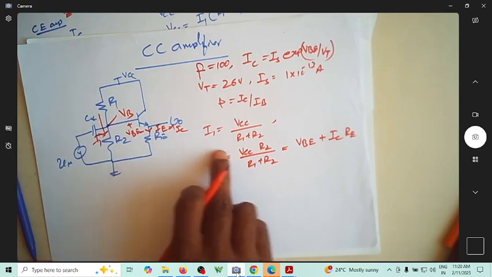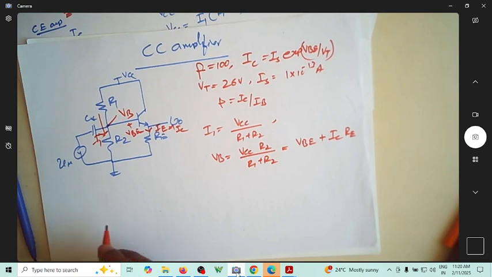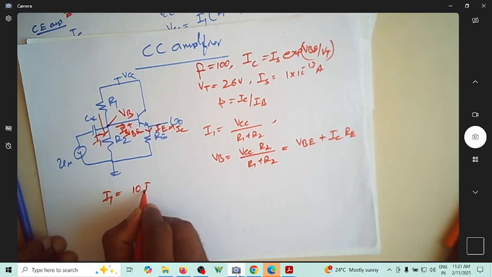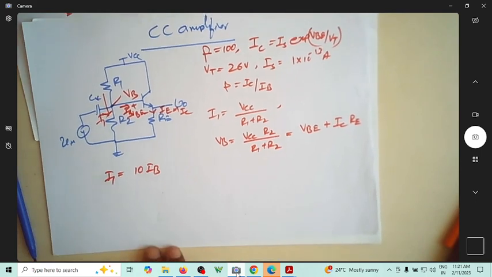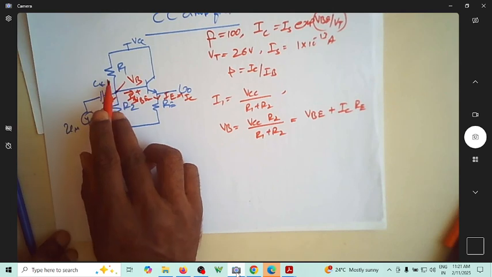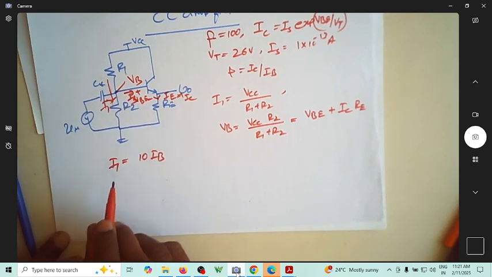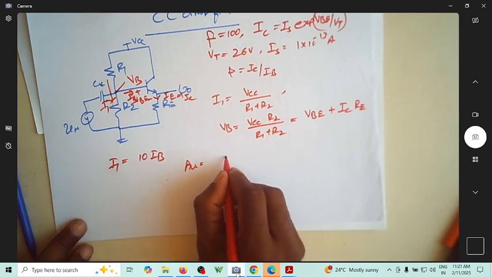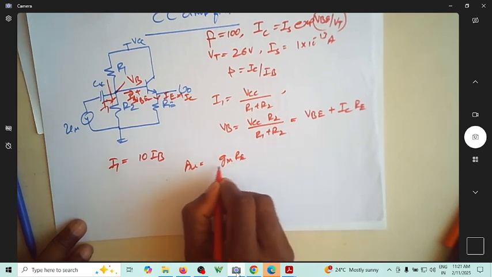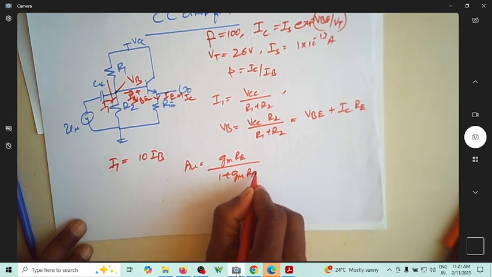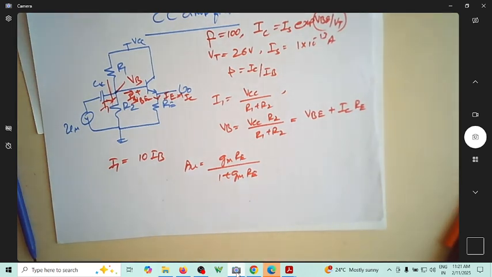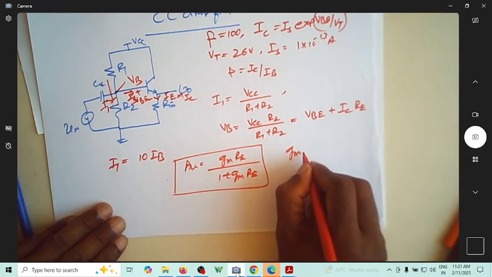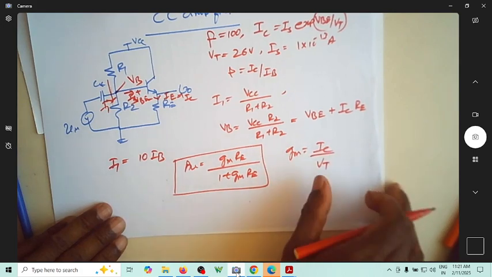Whatever voltage VB you have, and this is your IB. I1 is equal to 10 times IB, that is still as it is. And of course you have the expression for the gain, which is GM RE by 1 plus GM RE. And of course you have the expression for GM as IC by VT.